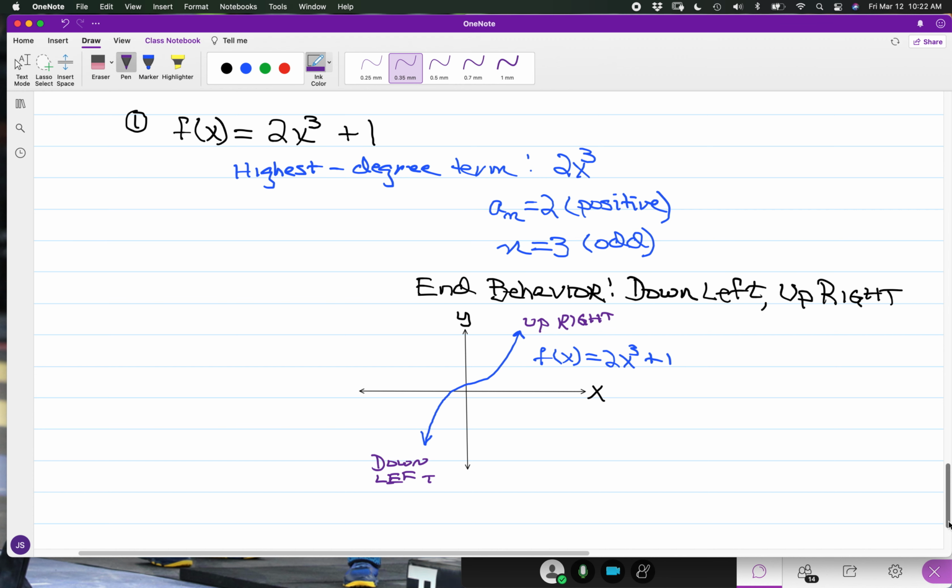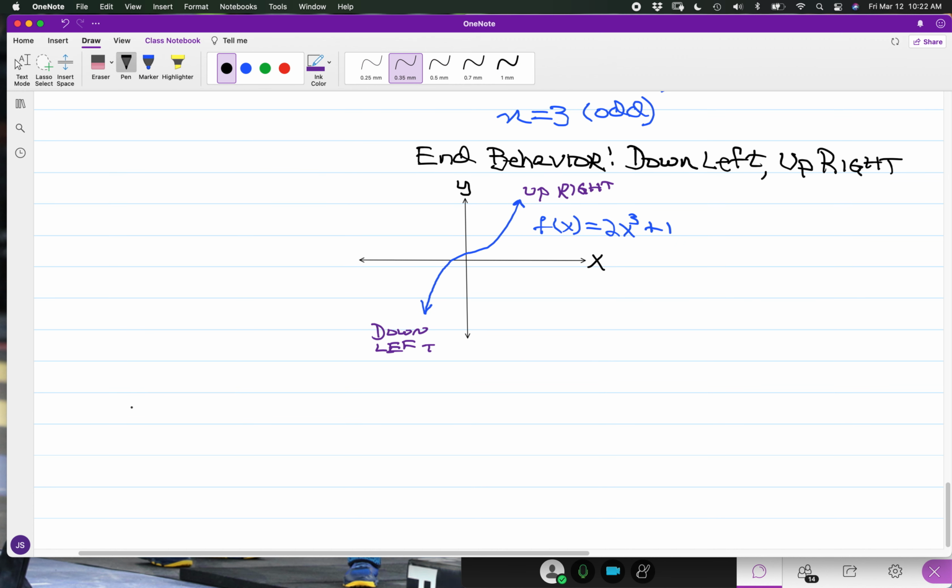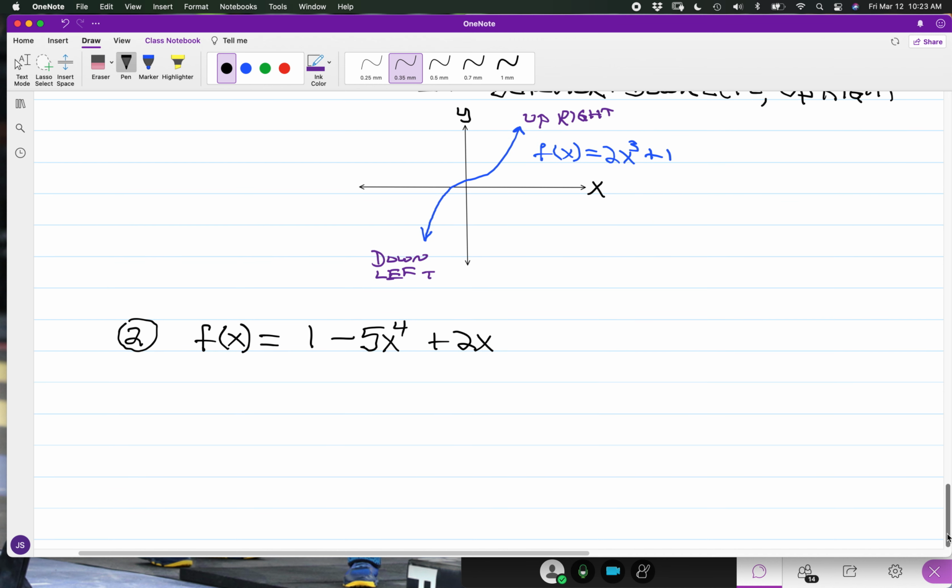And say we have, see another case here. If I have f of x is equal to, and I'll do a little bit of a jumbled array on this one. Say if I have 1 minus 5x to the 4th plus 2x. So if you have the terms in a jumbled array, just rewrite the function where you're going to have the terms in descending degree order.